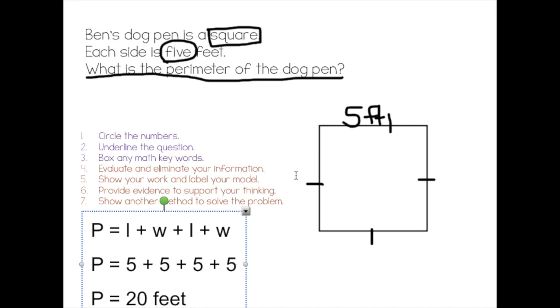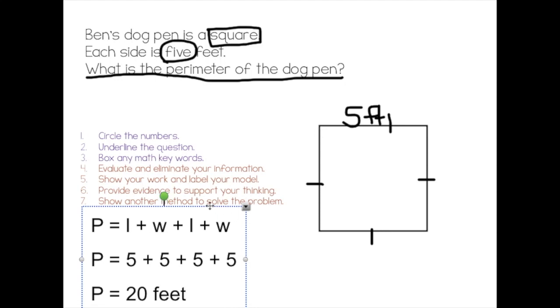I have drawn and labeled my model to show that I understand what we're talking about, and also shown the equation and plugged in my formula. That is all you need to do. But sometimes they involve more than one step. For example, I used one operation here, addition.